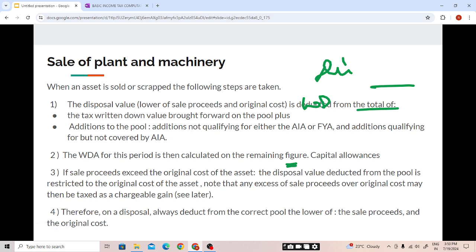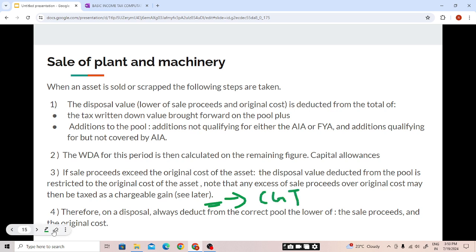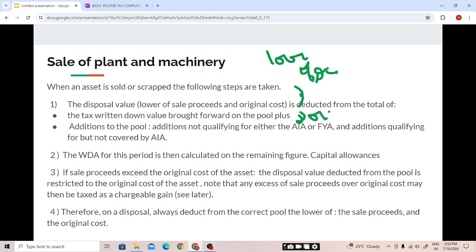If sale proceeds exceed the original cost of the asset, the disposal value deducted from the pool is restricted to the original cost, that is, the lower of sale proceeds or original cost. Note that any excess of the sale proceeds over original cost may then be taxed as chargeable gains. We will see this later under capital gains tax. I hope this is clear. The disposal will be the lower of two things, students: the lower of disposal proceeds or original cost. After the disposal value, we will be calculating the WDA.